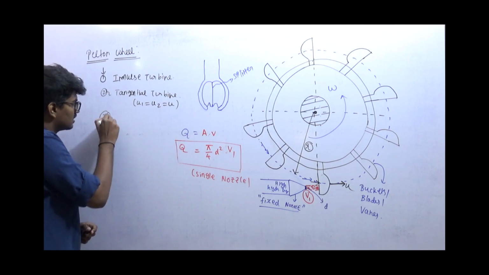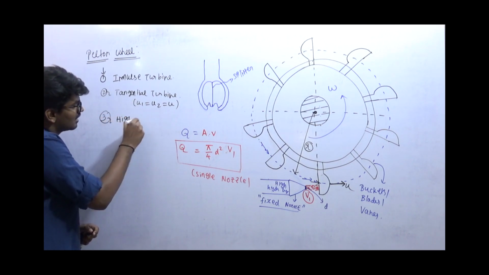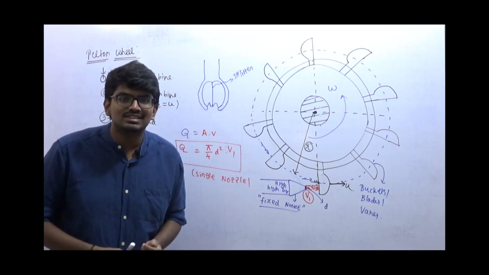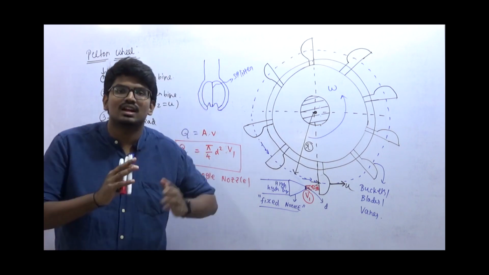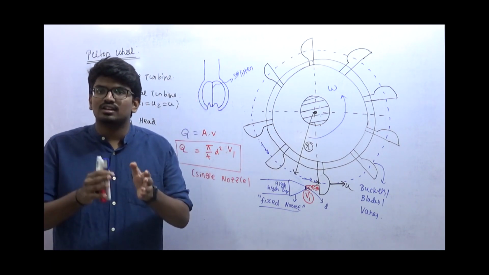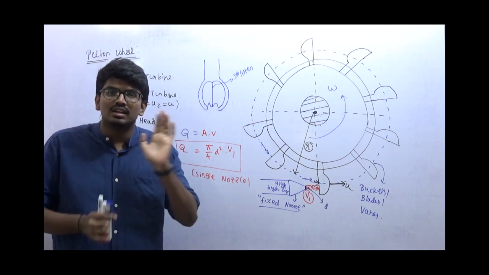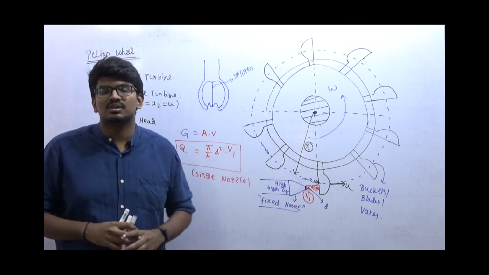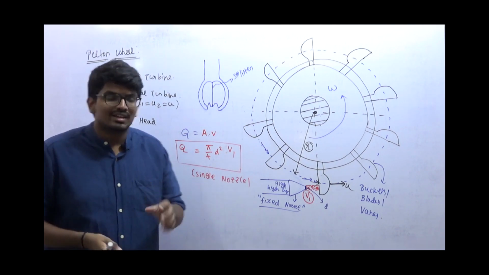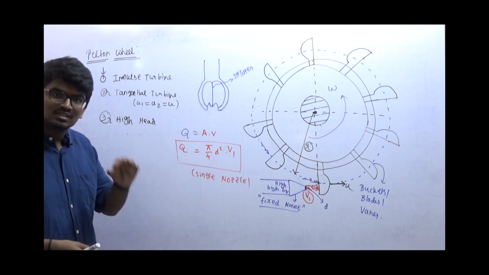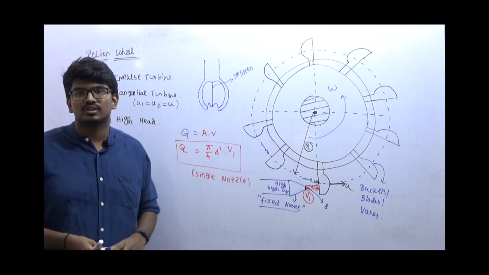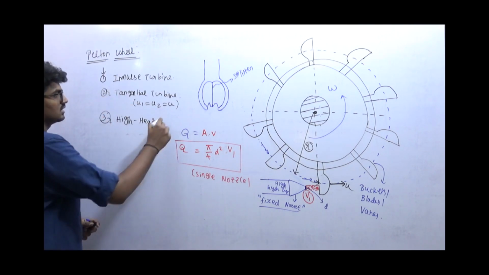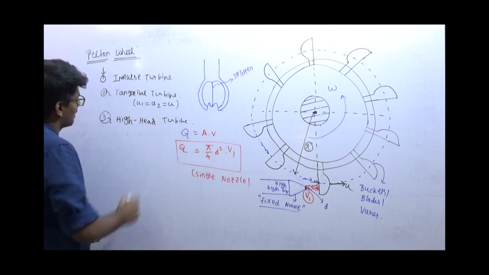Right. Next, impulse, tangential. Third, it is a high head turbine. It cannot operate at a low head. Why can it be operated only at a high head? We already classified, right? Low head turbine, medium head turbine, and high head turbine. It is going to work only if the head available is high. The reason, I will be giving you at the end, so don't worry. So, high head turbine. That is 1.